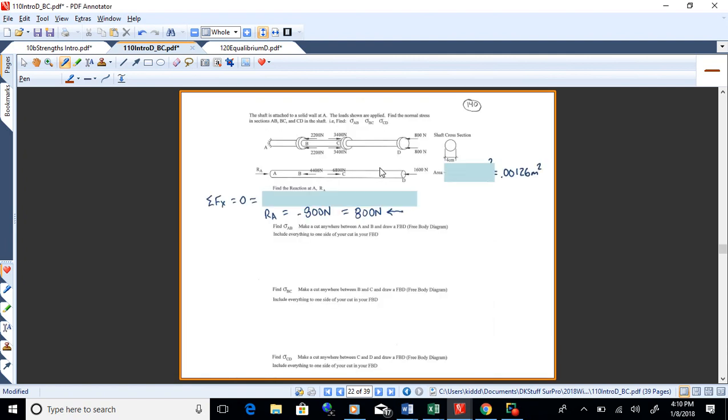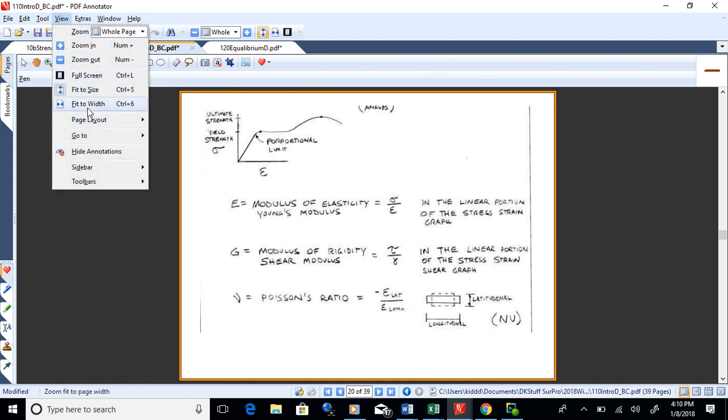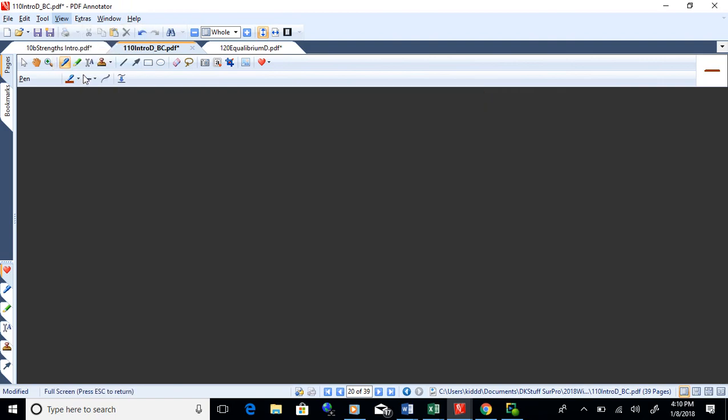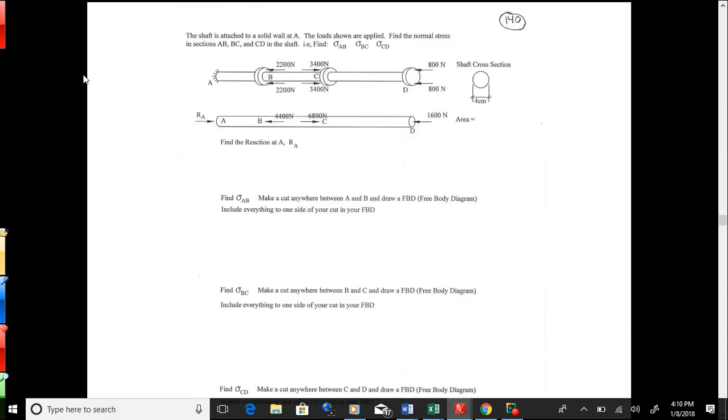Now let's look at a bit of an example that will illustrate something pretty important for working with this stuff. So let's have a look. Let's say we've got this shaft here and it's attached to a wall. This is page 140. Skip a little bit ahead and you should get there pretty readily.